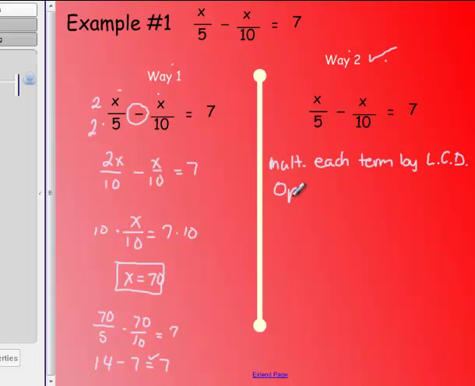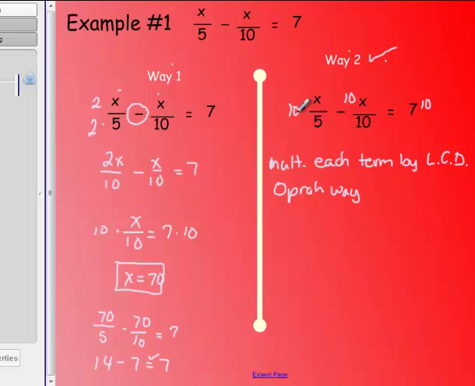I call this the Oprah way. And the reason why is, do you remember, whenever she went off TV 4 or 5 years ago, she gave everybody in her audience a car. And that was the joke. You get a car, and you get a car, and you get a car. Well, when we multiply each term by the LCD, we have to say, you get a common denominator, and you get a common denominator. So every term has to get multiplied by the common denominator.